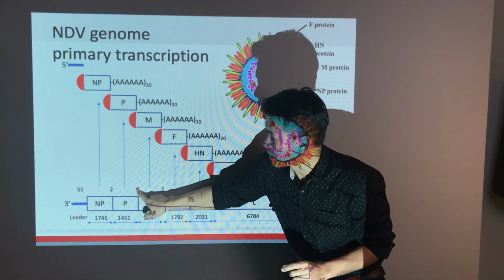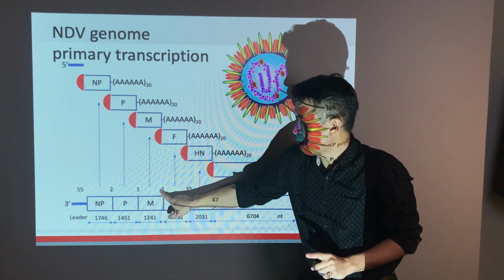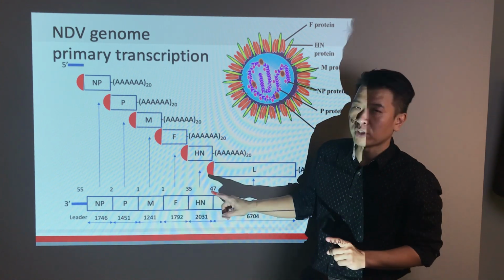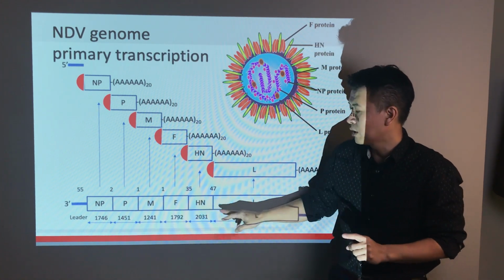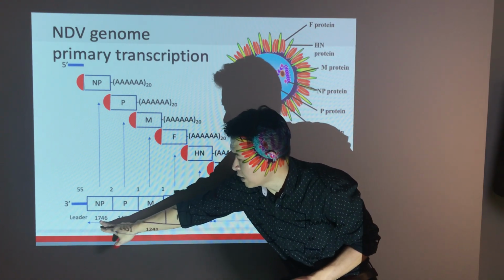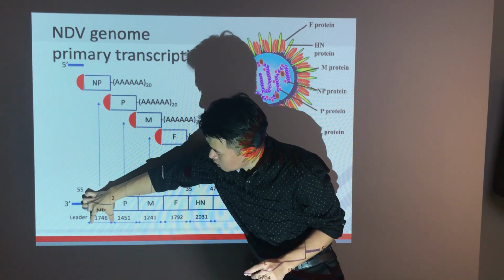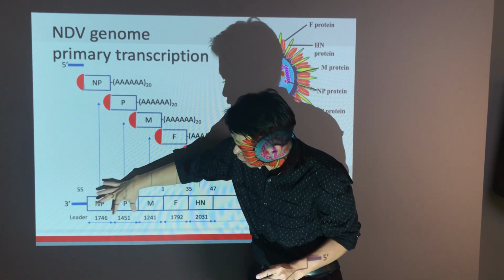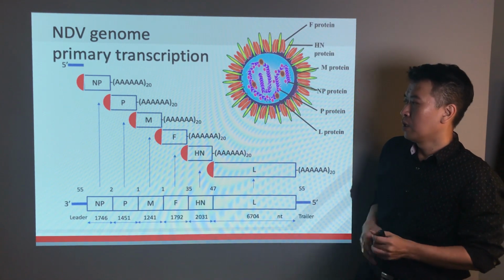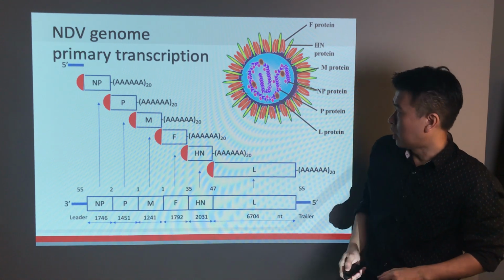For P and M, there's only one nucleotide that separates these 2 genes. M and F, 1. F and HN, 35. HN and L, there are 47 nucleotides that separate the HN and the L. So over here, we have 1,746. This is the total nucleotides for NP, total nucleotides for P, total nucleotides for M, HN and L. Alright, this is what it means by the total.